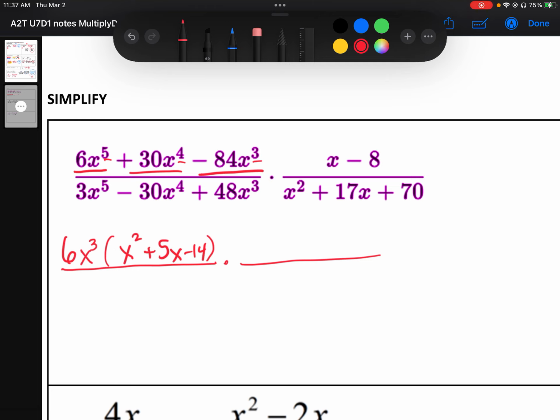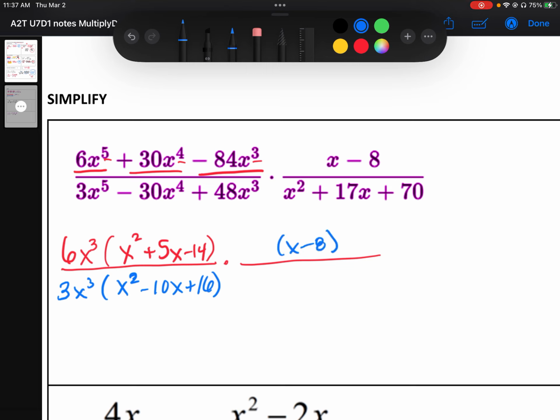Try the denominator on your own. Pause the video. So I'm dividing out 3x cubed. So I got x squared minus 10x plus 16. All right, my other fraction, I've got x minus 8.